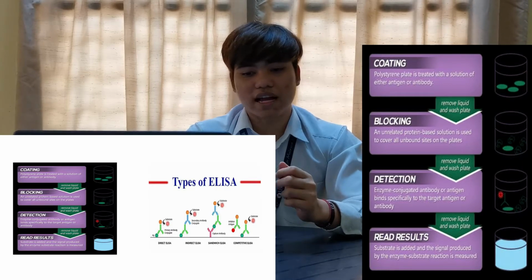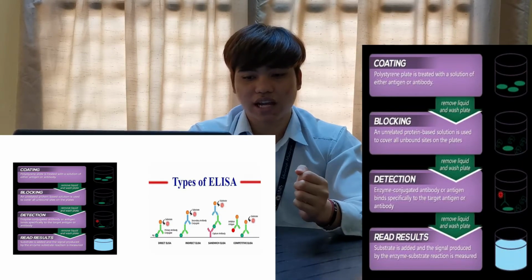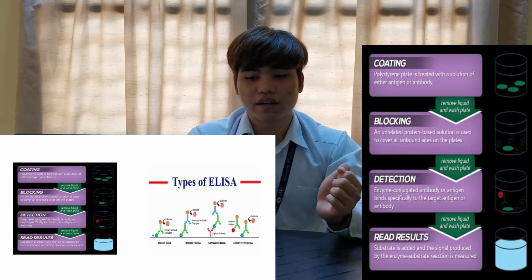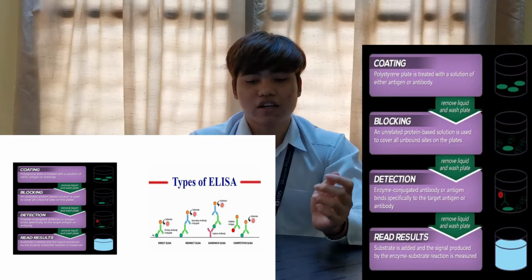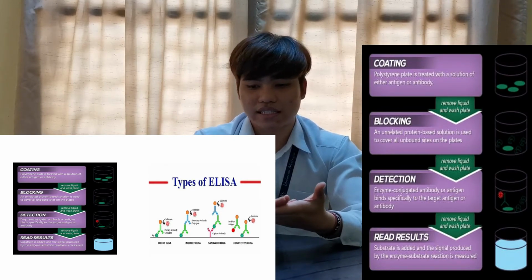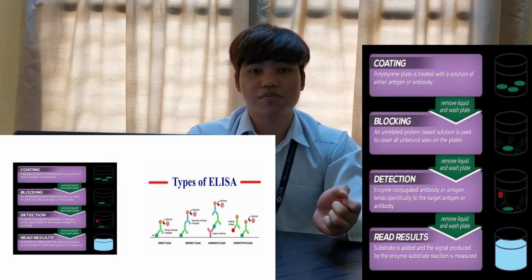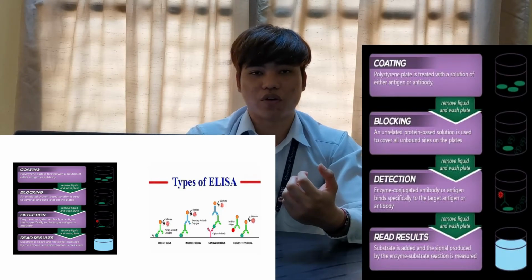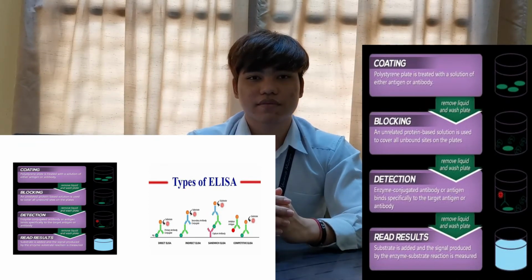So the next is the detection. Detection uses an enzyme-conjugated antibody or antigen that binds specifically to the target antigen or antibody. So the solution will be removed again and the plate washed again. So the last step is the read result. The substrate is added and the signal produced by the enzyme-substrate reaction is measured. So we can know how much concentration of the disease the sample has.